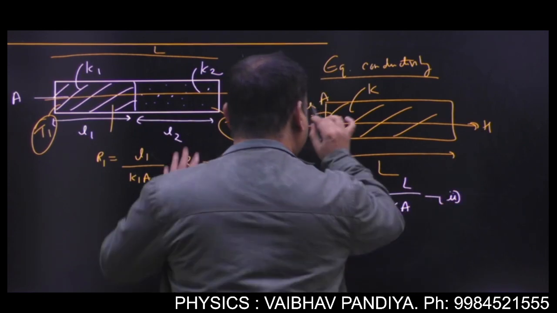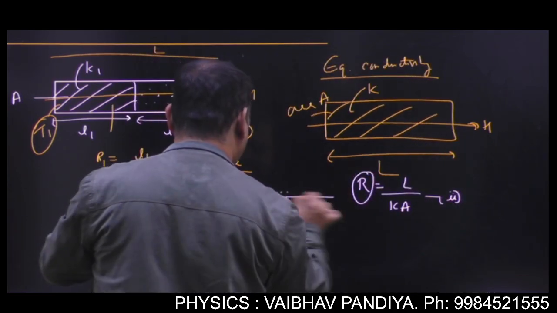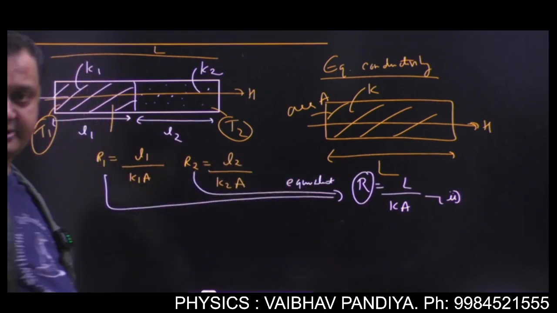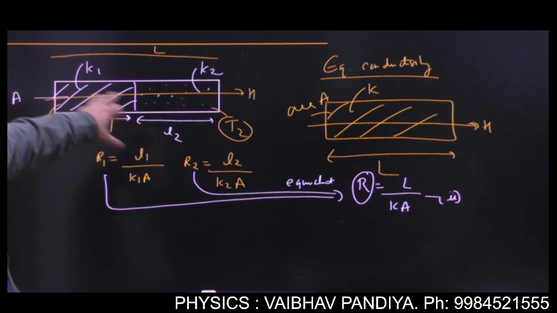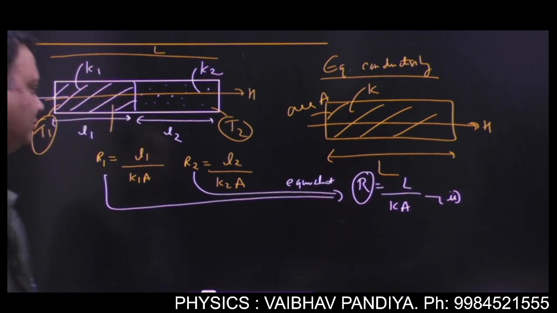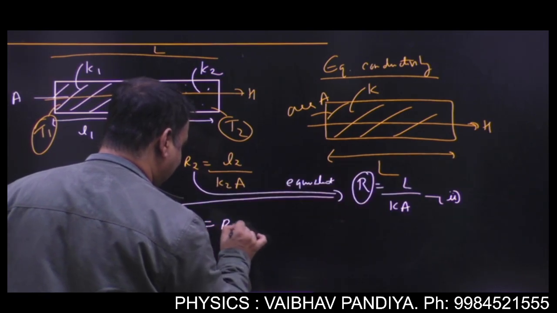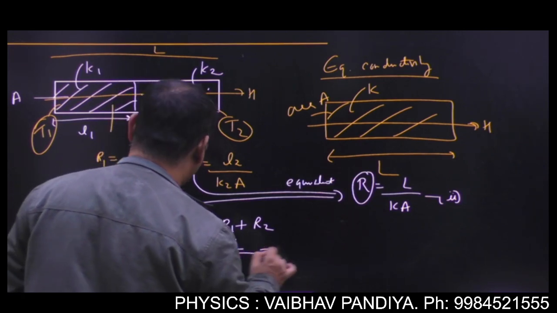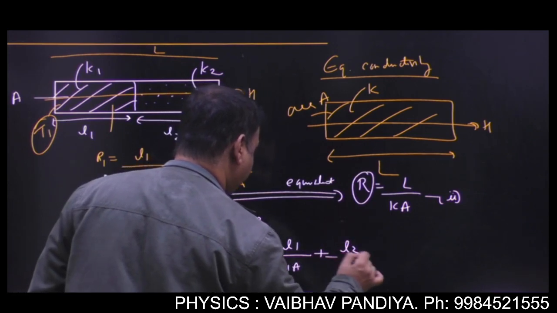Now this equivalent resistance is the equivalent of these two resistances, isn't it? This single slab is playing the role of equivalent conductor, having the same resistance as effectively offered by the combination of these two. So this is a series combination. So we can say R is equal to R1 plus R2. So I'll get L by KA is L1 by K1A plus L2 by K2A.